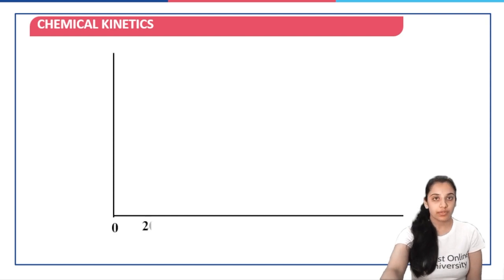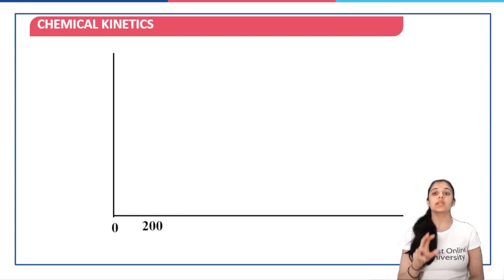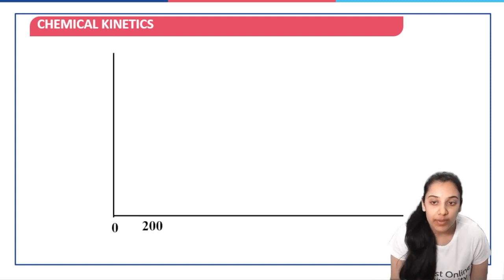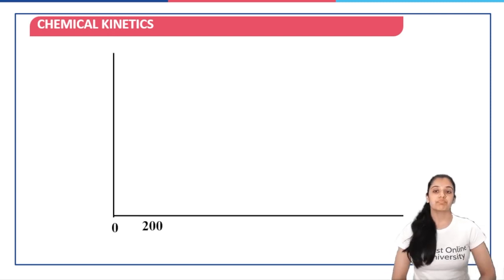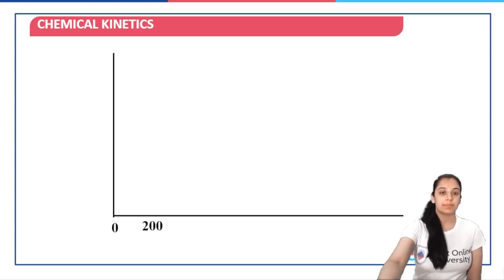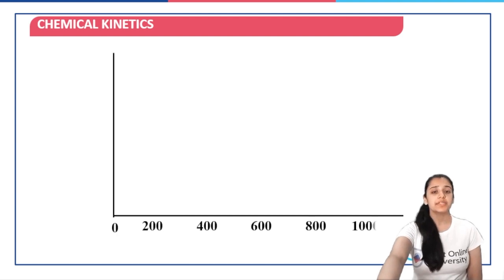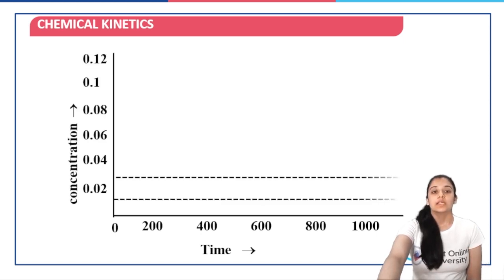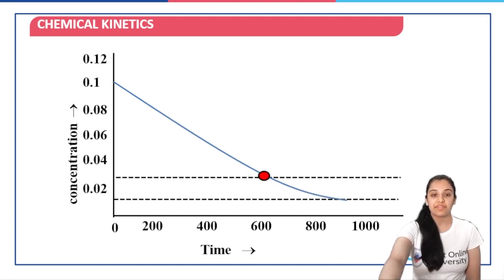See, you have to perform this on real graph paper, okay? Obviously this type of question will not be asked in an objective type paper, but it can be asked in a subjective type paper, so be prepared. We choose an appropriate scale for time and an appropriate scale for the concentration. Now we plot a graph according to the given information. At the 600th second, we draw a tangent.